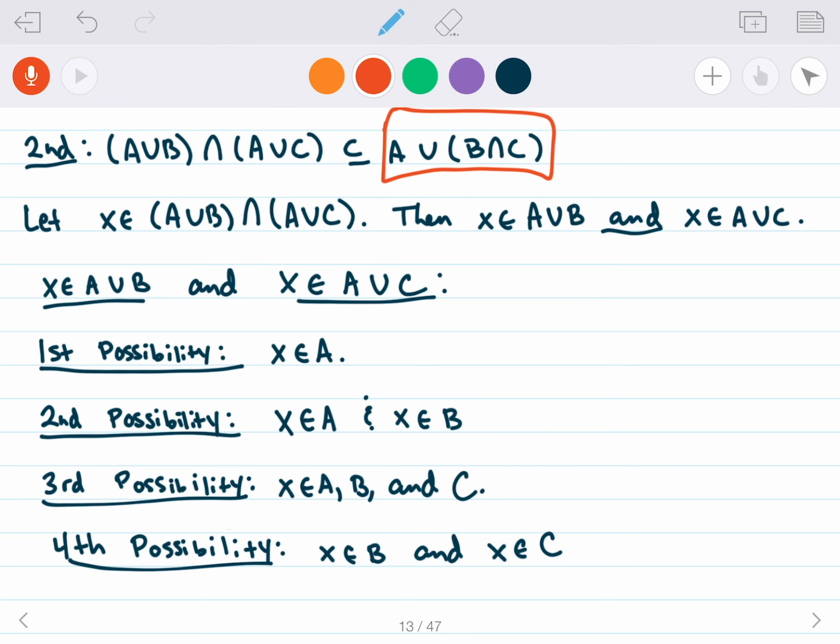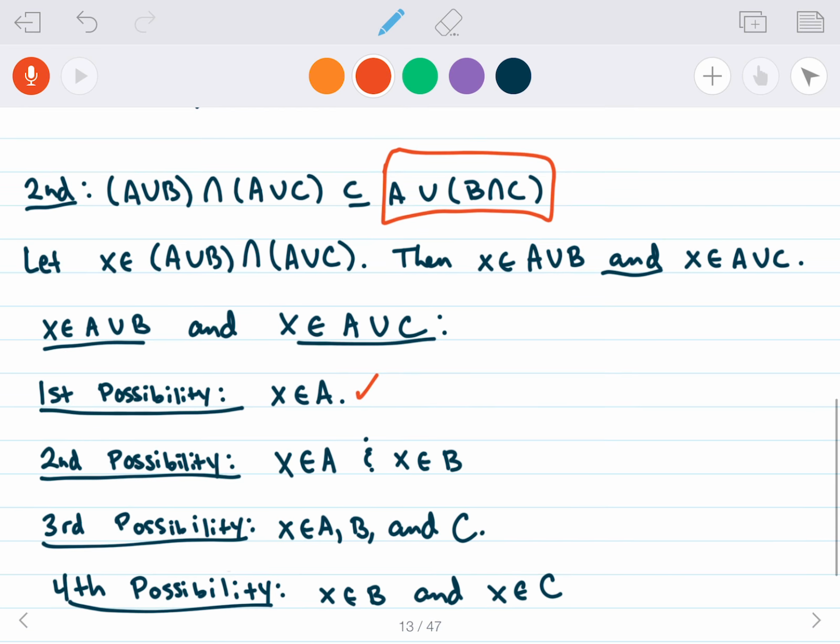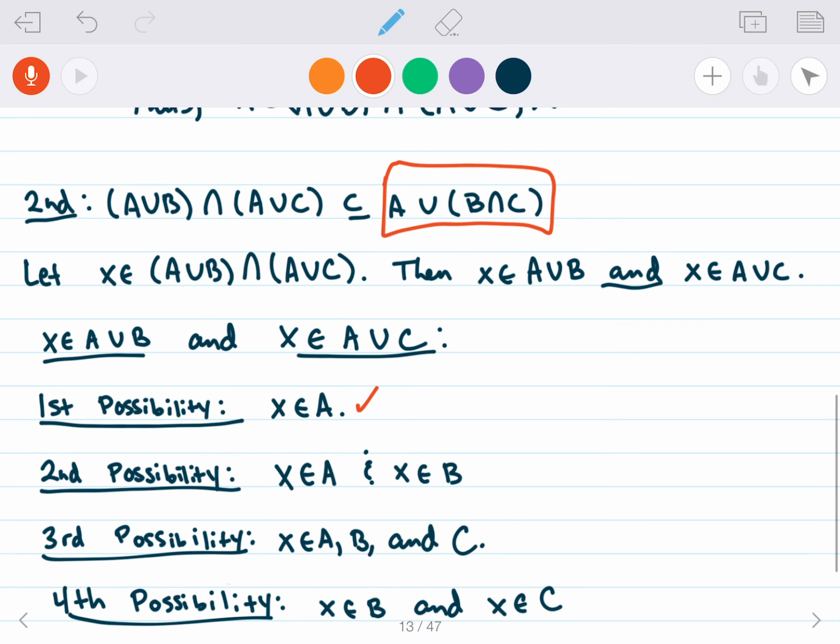Okay, so possibility 1. If X is only in A, is it in this set? Well, yeah, because this set is A and all this other stuff. So anything in A and anything here is in that set. So yes, that works here. The second one, X is in A and X is in B, will automatically, if X is in A, be in this whole set because it's A union B intersects C. So that's true too.